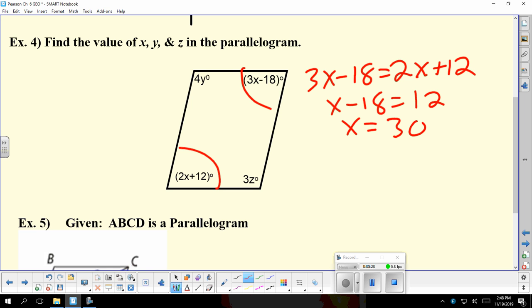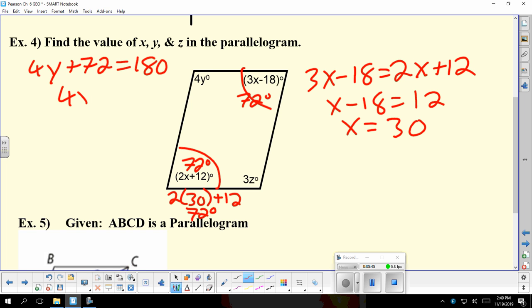So I'm going to find the measure of this angle. I'm going to plug in 30 for x, and I get 72 degrees. So this is 72 degrees. That's 72 degrees in our parallelogram. Consecutive angles are supplementary, so I know that 4y plus 72 has to equal 180.